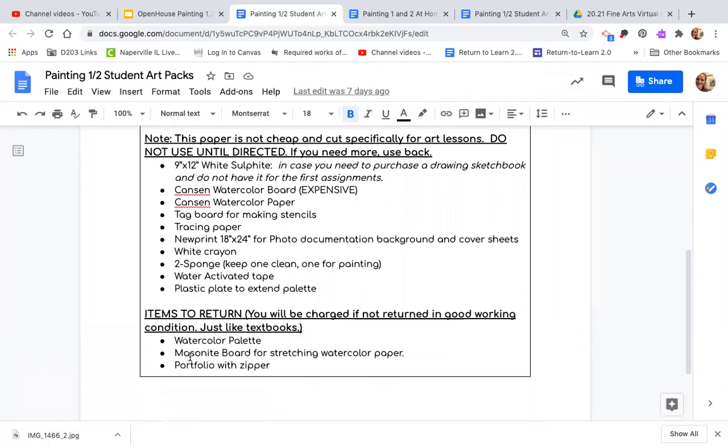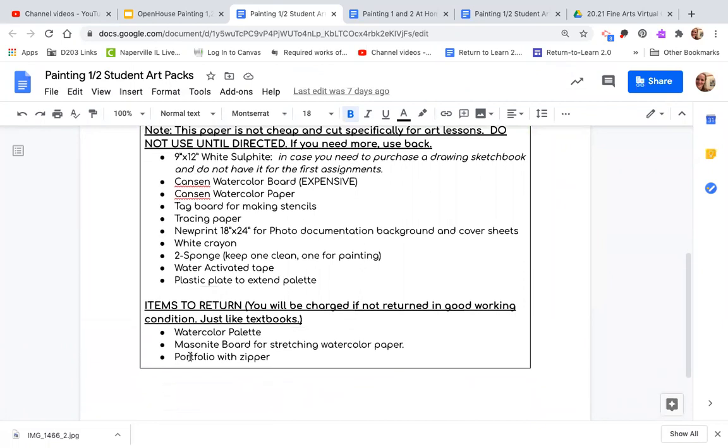And then there's a few things that they're going to return to me at the end of the semester in good condition. If something is broken or lost, then they're going to have to pay a replacement fee, just like they would with a missing or a damaged textbook. And so they're going to have to return the watercolor palette, the masonite board, as well as the portfolio that they were given.